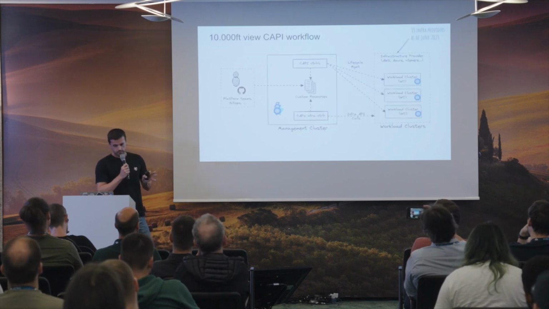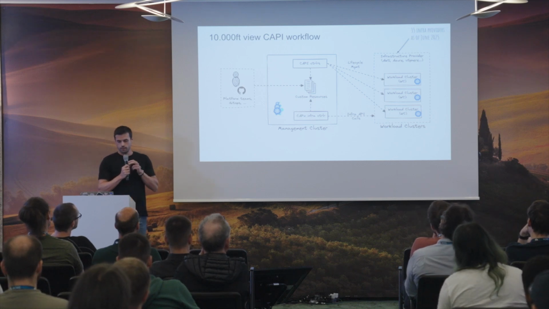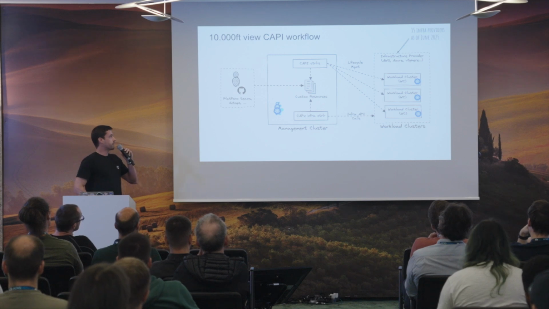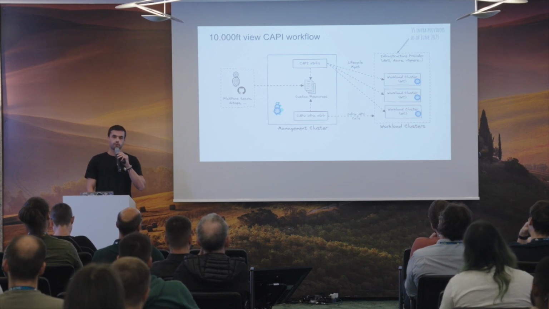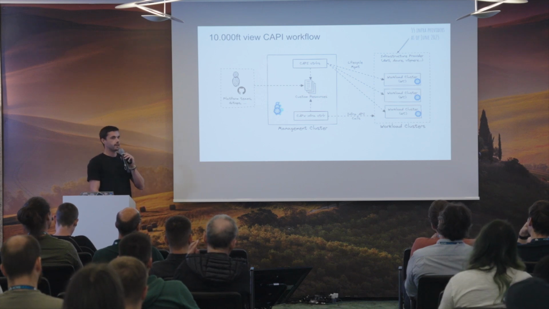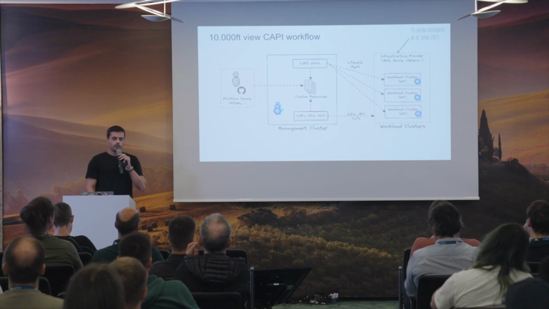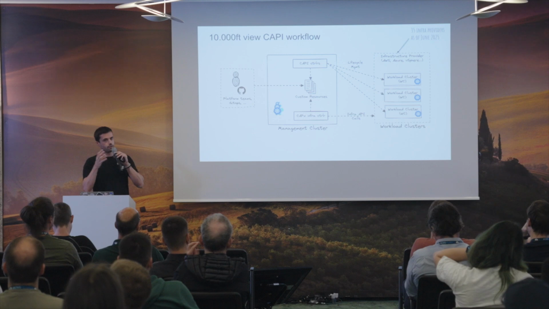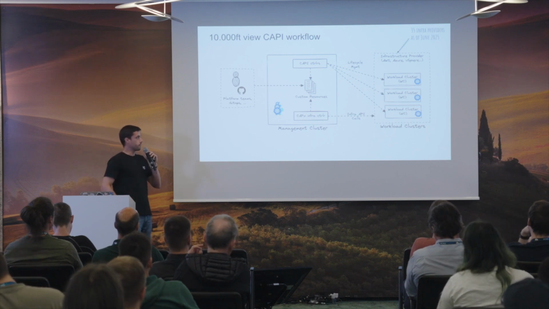And on screen is a quick depiction, a 10,000-foot view of how CAPI works. On the left-hand side, we have our management cluster. The management cluster is a simple Kubernetes cluster, a normal one, nothing special, except we run the Cluster API controllers. All the logic runs there. And this controller will talk to your AWS, Azure, or whatever infrastructure environment you want to work with.